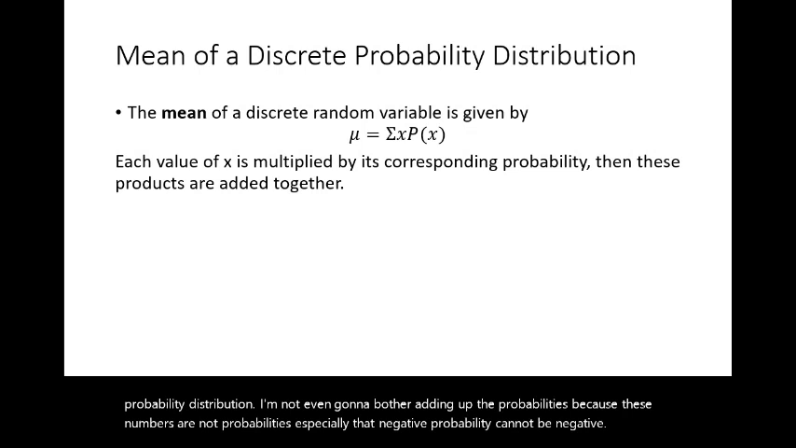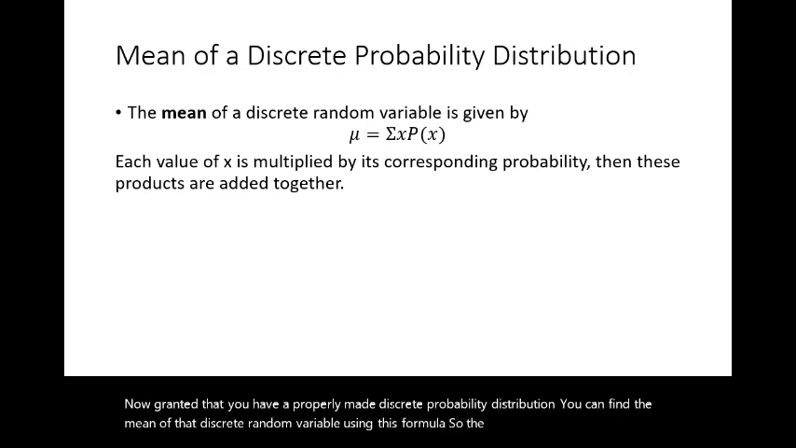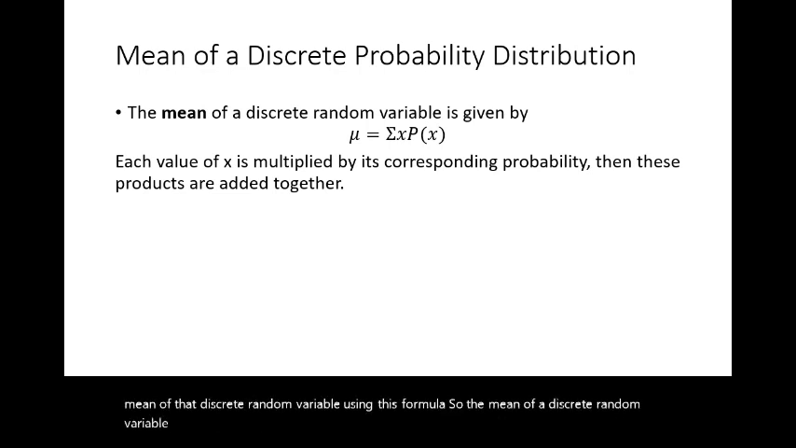Now, granted that you have a properly made discrete probability distribution, you can find the mean of that discrete random variable using this formula. So the mean of a discrete random variable x is given by the sum of x times p of x. So remember your order of operations, you do the multiplication first and then you do addition.